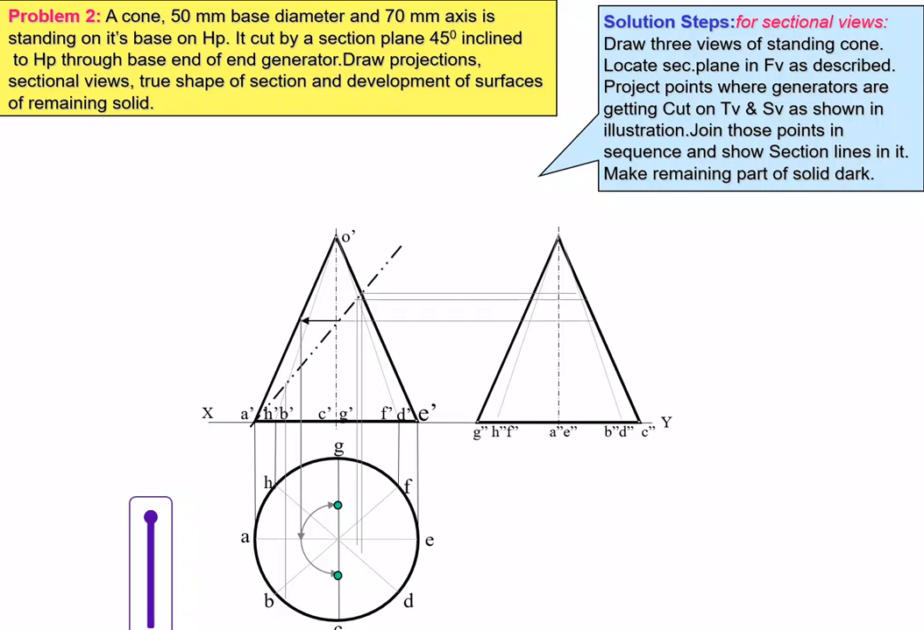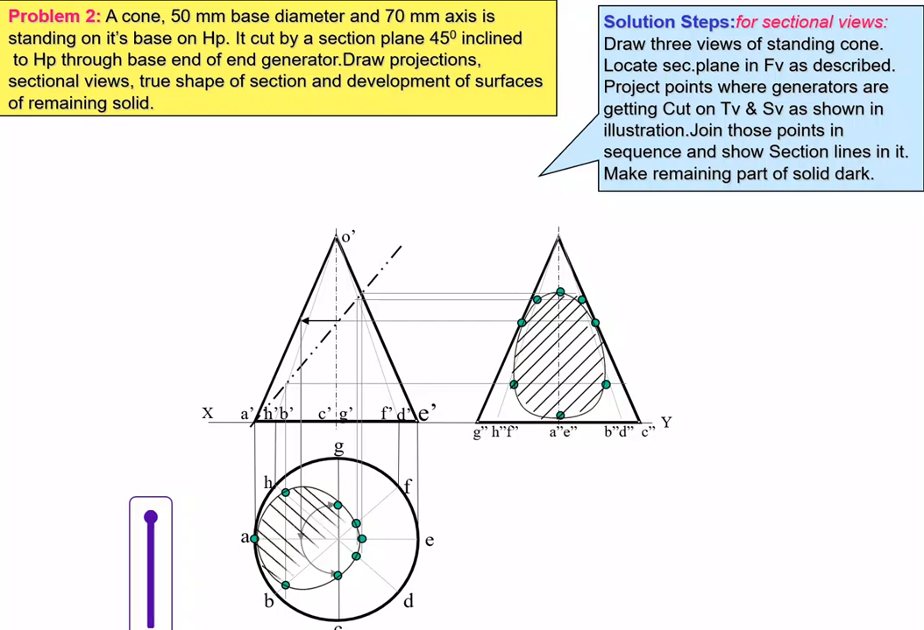Afterwards, with respect to the one of the generator, transfer it to the top view so that you have to get the exact shape of the cone after passing the section plane. So after passing section plane, this is how it looks.